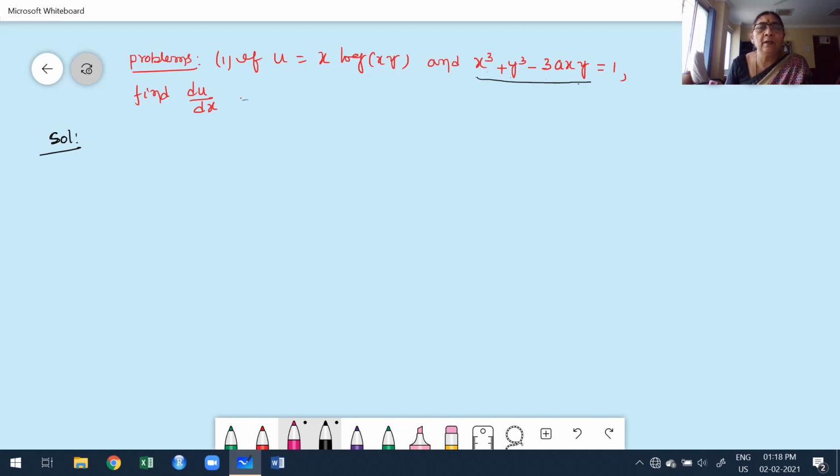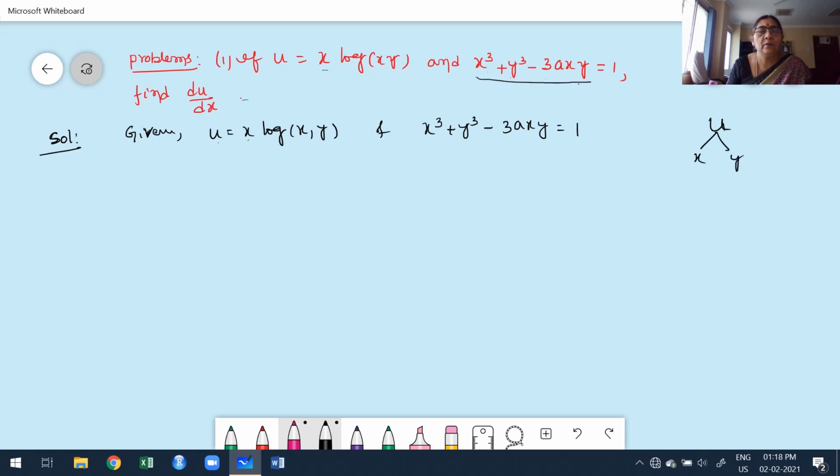Now observe carefully, u is a function of x and y. What's given here? Try to understand that this is a combination of two definitions. Given u equals x log of xy, and they also gave one equation with the left-hand side in terms of x and y, and the right-hand side a constant, because 1 is a constant. Observe carefully, u is a function of x and y. Okay, fine.